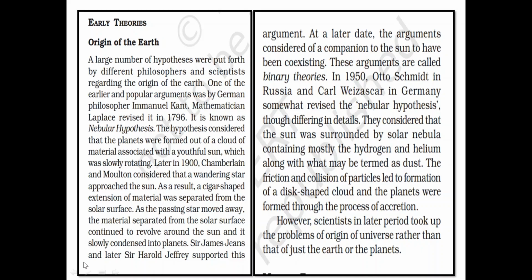Sir James Jeans and later Sir Harold Jeffreys supported this argument. So the theory of Chamberlain and Moulton was later supported by Sir James Jeans and Sir Harold Jeffreys. At a later date, the arguments considered a companion to the sun to have been coexisting. These arguments are called the binary theory. We have already seen in the Chamberlain theory that the sun was accompanied by another heavenly body, and these types of arguments were known as the binary theories.